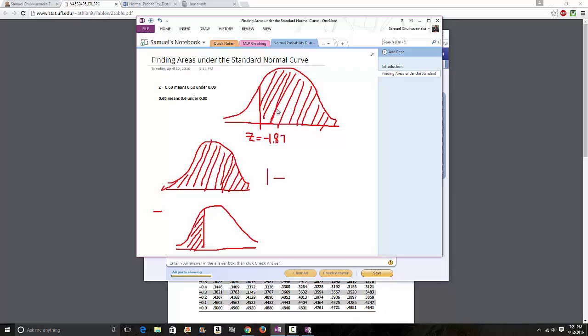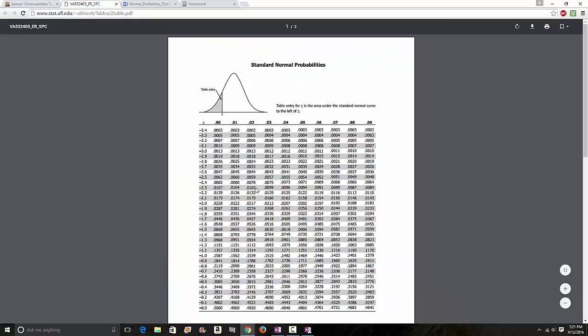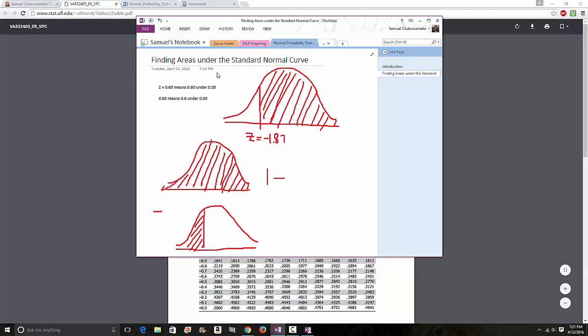Does it make sense? Okay, so now we're going to find negative 1.87, and this will be in the negative page here. So negative 1, and this means negative 1.87. What does it mean? Negative 1.87.